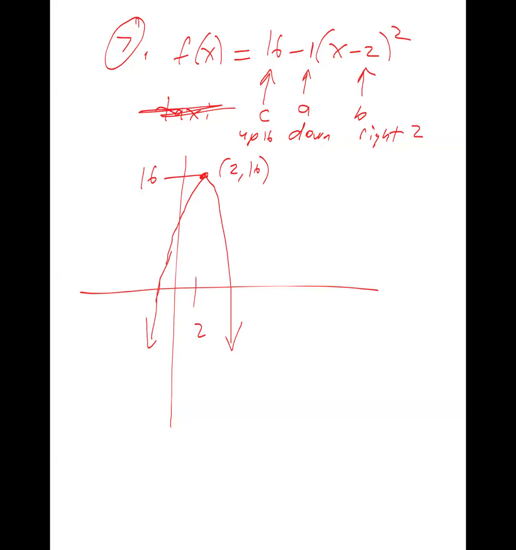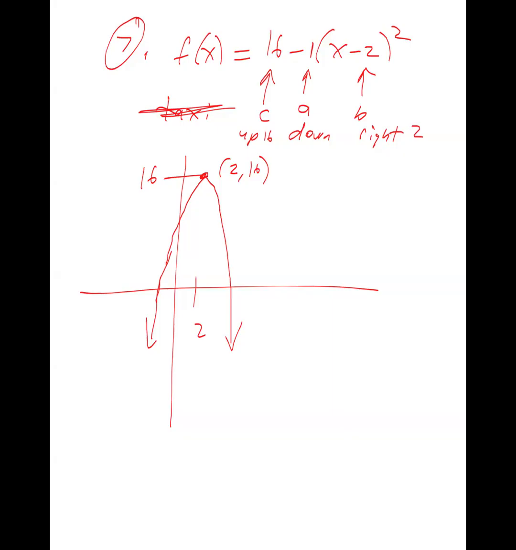But then we have to find one other intercept. So what is one other intercept of this graph? Either the y one or the x one, either one. We can find the y-intercept or the x-intercept for this graph. Which one's easier? Probably the y. So let's go ahead and find the y-intercept.